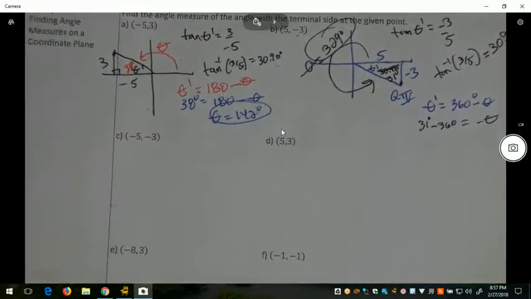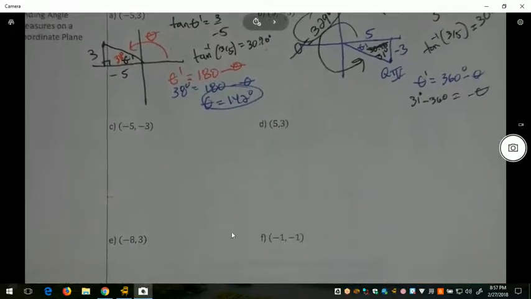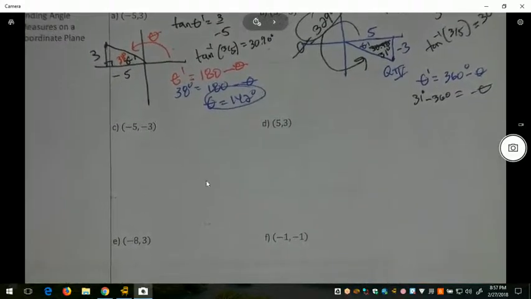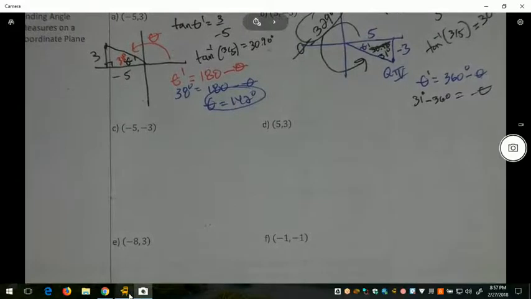Letters C and D. Make sure to draw the picture for C and D and see if you can set up the trig ratio you're going to use.